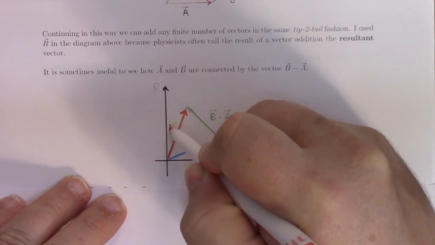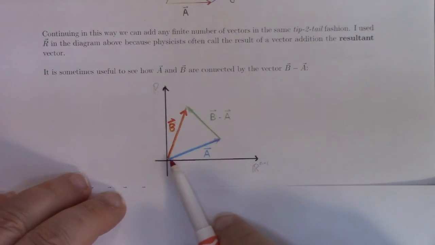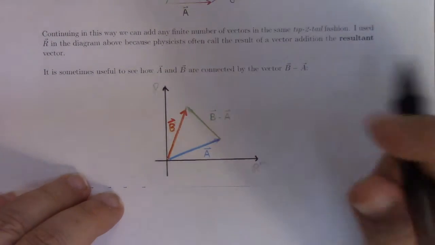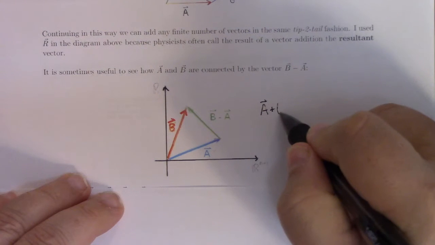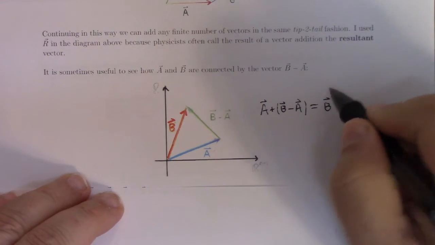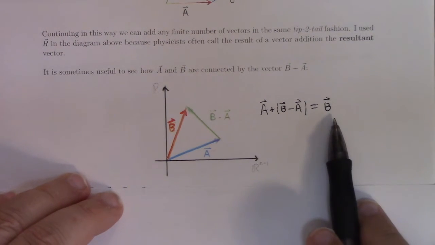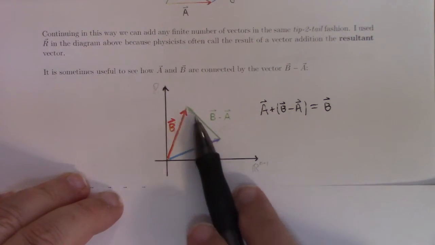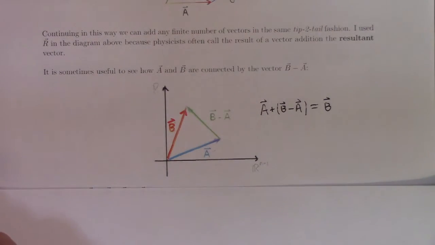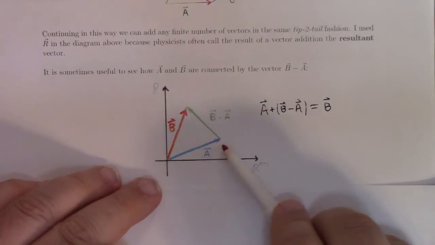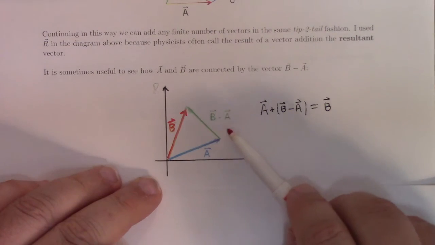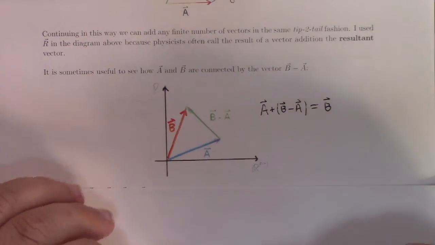So that's B, and so we take A plus B minus A. What do you get? You get B again. The fact that this equality holds goes to show you that this green vector has to be the B minus A vector. Anyway, that's sometimes an important thing to know. If you want to get from a vector A to a vector B, like the endpoints, you can use the vector B minus A to connect the end of A to the end of B.